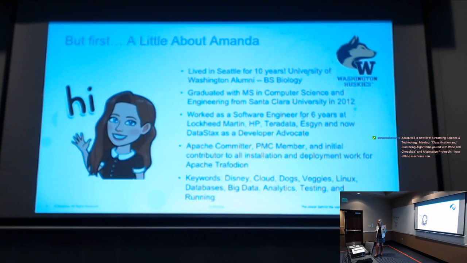So I lived in Seattle for 10 years. I did my undergrad here at the University of Washington. You can see this here, my UW there. I actually have a BS in biology from UW. We don't need to know the year that I graduated. But after that, I was going to be a middle school teacher, and I decided that that was kind of terrible. And so I said, what am I going to do with my life? I guess I'll go be a computer scientist.